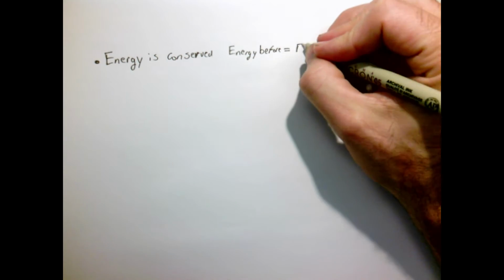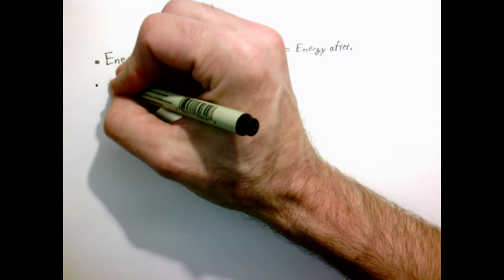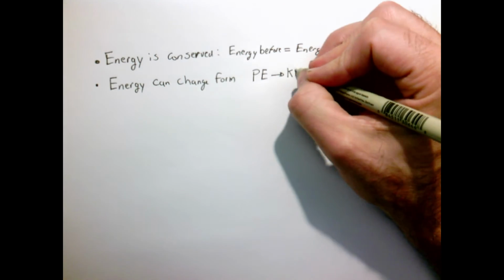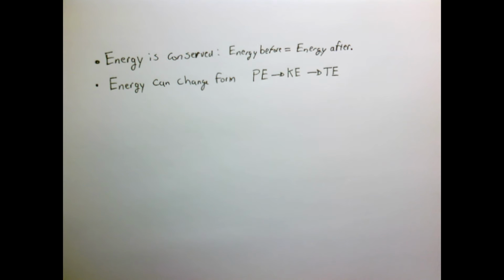The first is that energy is conserved. The energy before some process equals the energy after that process is over. Energy can change form. In our example, we had potential energy going to kinetic energy, going to thermal energy.